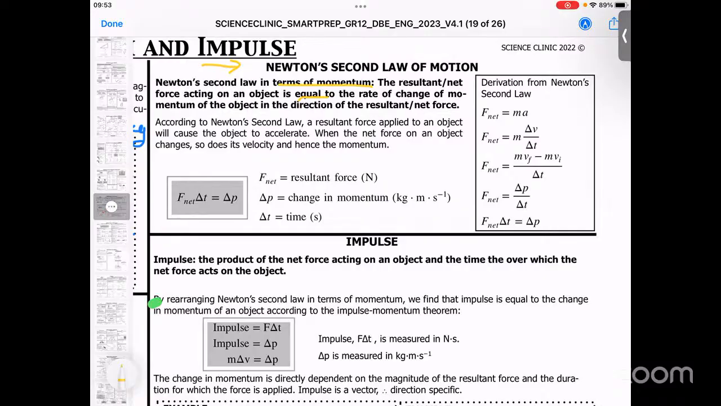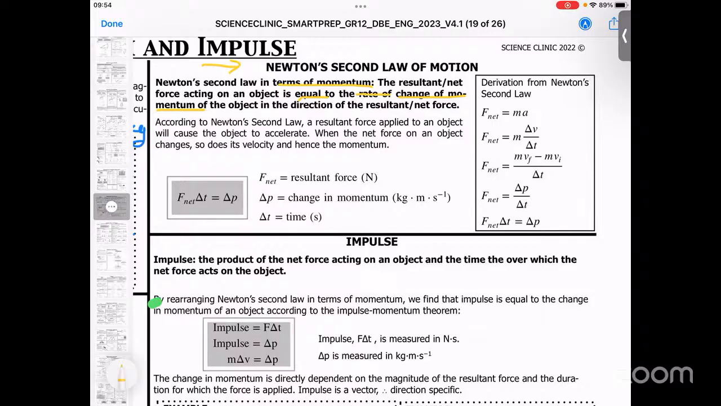Okay, so now let's see. They are talking about Newton's second law in terms of momentum, which is the resultant or net force acting on an object. Okay, it's a force acting on an object. And they say that is actually equal to the rate of change of momentum. What I know is that the rate is something over time. What is that something? It is change of momentum. Okay, then it's fine.